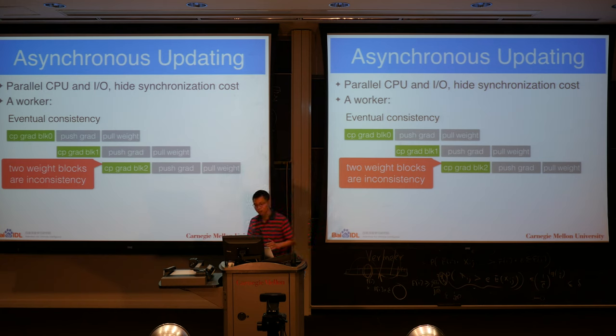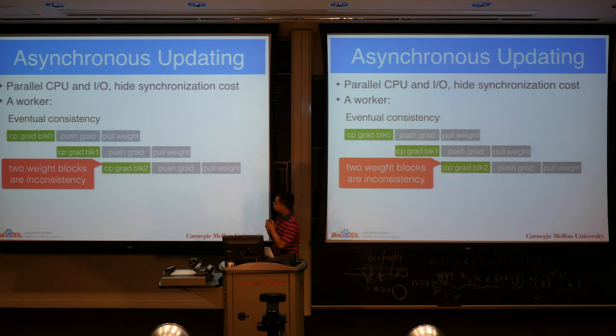This is called eventual consistency because we do not guarantee everything. But if I give you enough time, all the machines, all the data should be consistent, because at that time all the things are done. But before that, we cannot guarantee anything.